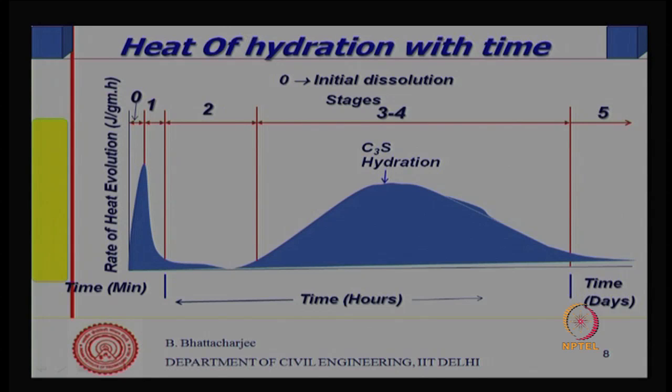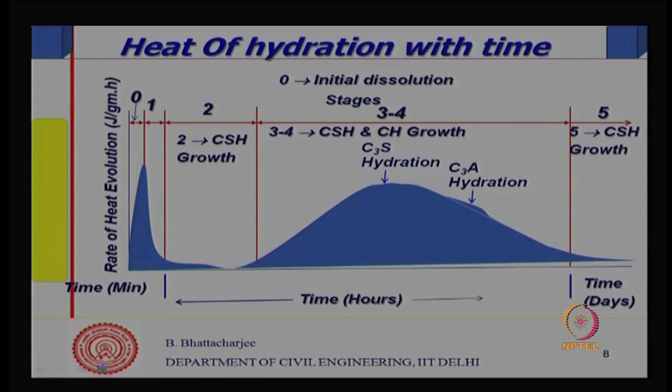Then stage 1 relates to a dormant period. C3S hydration occurs later, when the rate of heat evolution is pretty high. So, in stage 1 we will see ettringite formation, in stage 2 C-S-H growth, 3 and 4 is also C-S-H growth, and 5 is further C-S-H growth. So, at this stage initial C-S-H growth occurs.